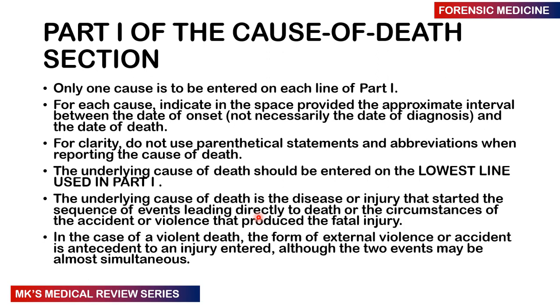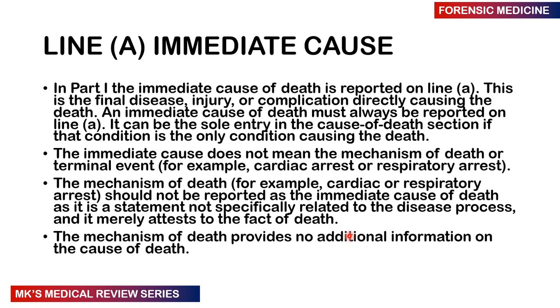So in the case of a violent death, the form of external violence or an accident, remember that the external violence and the accident also have to be included. But at the same time, there are also certain injuries that are going to happen because of this external violence or accident. So even though these 2 events are happening at the same time, they must also be reported. So what are the lines that we have on our part 1? So we have line A.